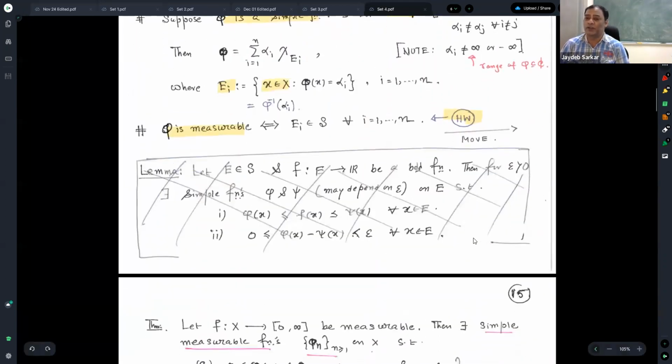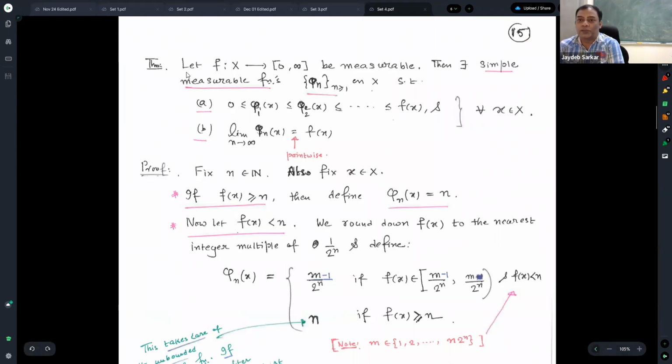Then I move to a very important result, and the theorem states the following. Suppose you have X, a measurable space again, and f is a measurable function. Note that I have taken 0 to infinity. Then there exist simple measurable functions phi_n on X such that, number 1, the phi_n's form an increasing sequence dominated by f pointwise. Number 2, the pointwise limit of phi_n(x) equals f(x). That's true for every x.